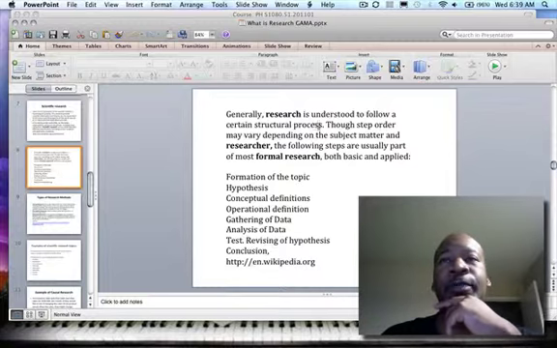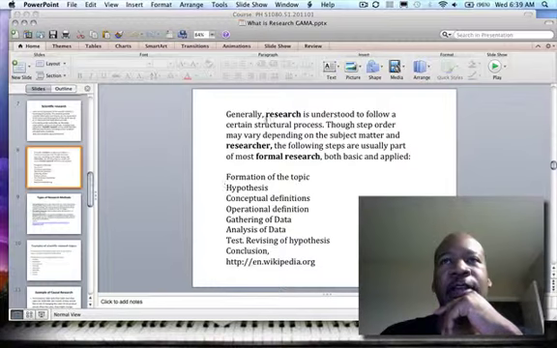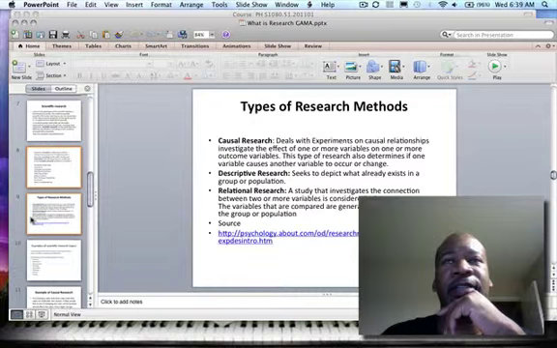Research is generally understood to follow a certain structural process through step order. This looks like what was said before. Again, are these things in order? This is wikipedia.org. I'm not sure, this comes out of nowhere. It doesn't even have a title on it, or any pictures or graphics. I'm not sure of the relevance of this slide.